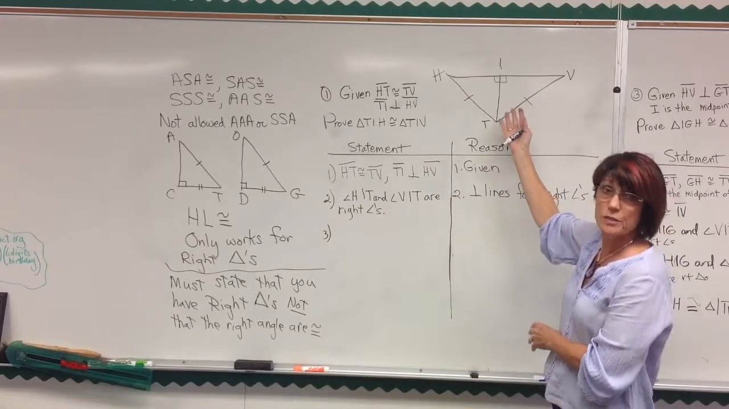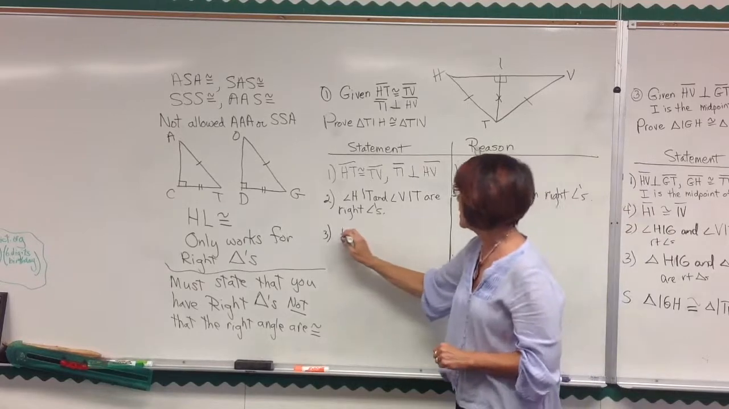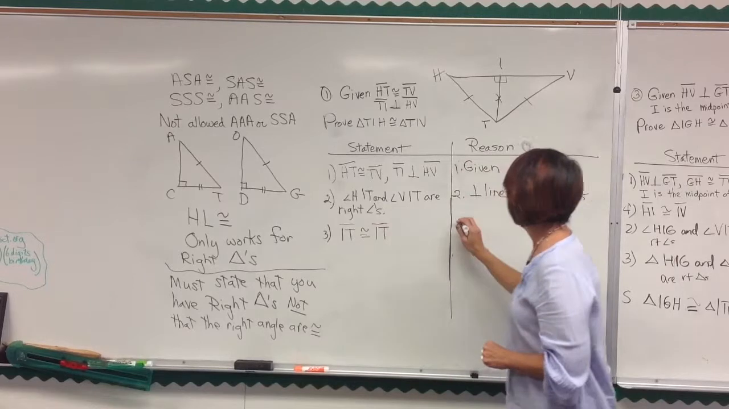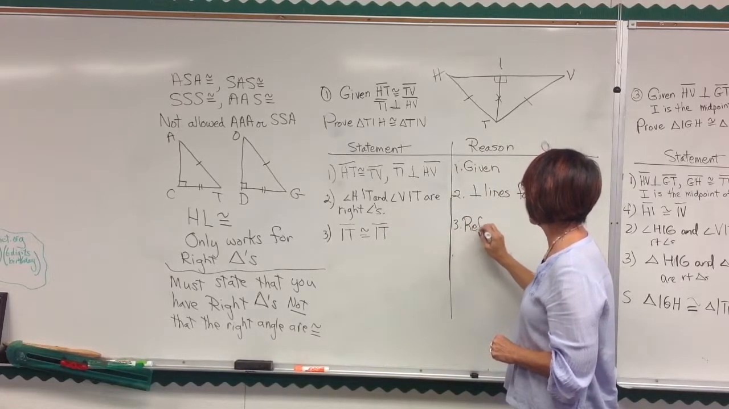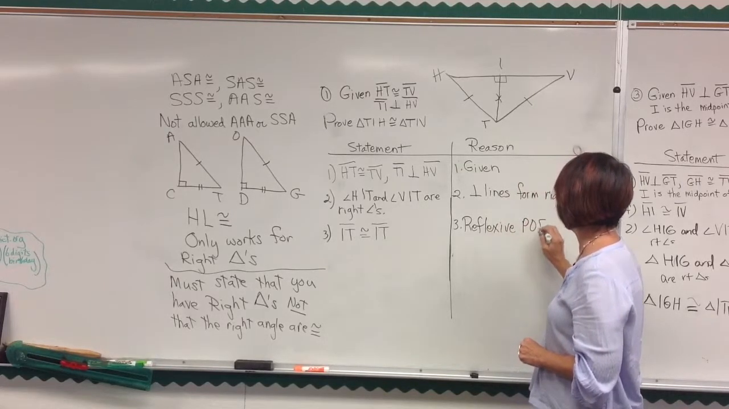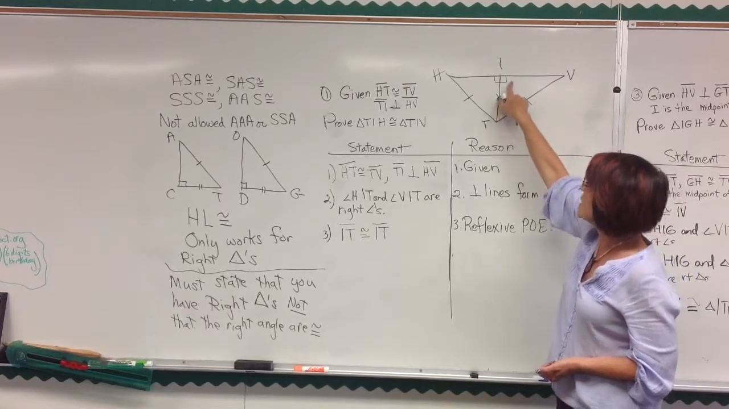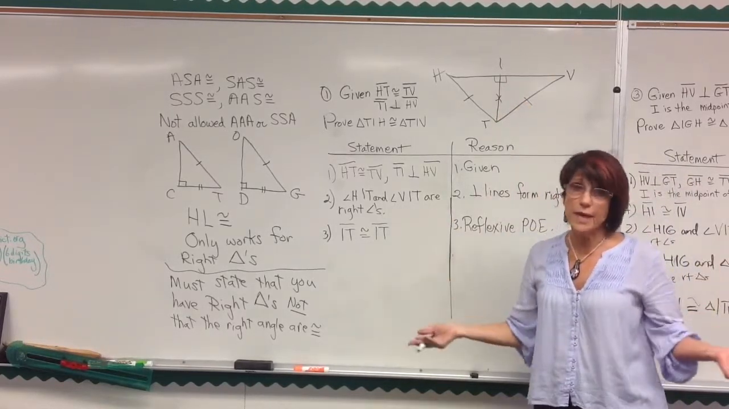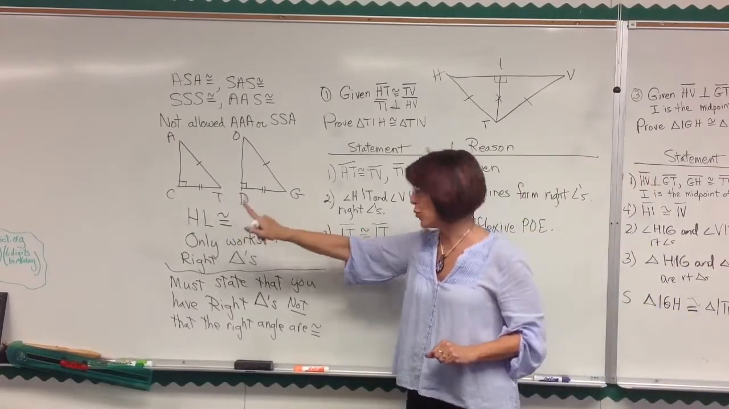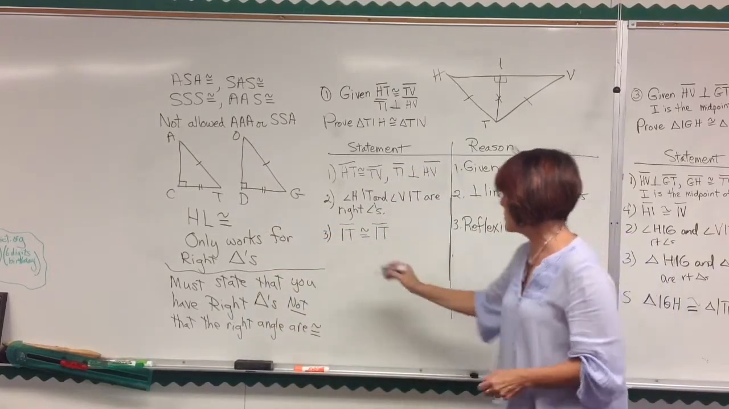I'm going to look at this and say, oh, I have reflexive property here. So let me write that. IT is congruent to IT, and that is reflexive property of equality. Now I look at it and I go, okay, I have side, side, angle, but oh gosh, I'm not allowed side, side, angle. But I am allowed hypotenuse leg, and in order to use hypotenuse leg, I must state that I have right triangles. So that will be my next step.